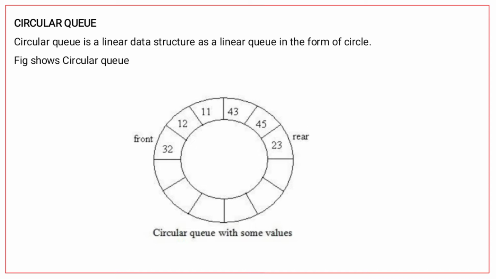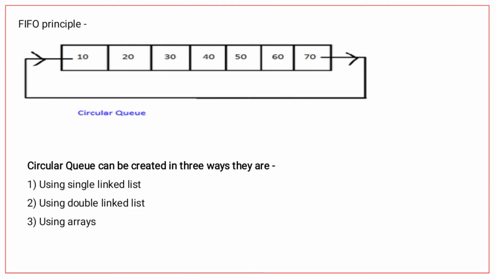Second principle, circular queue follows the first in first out principle. Third principle, elements are added at the rear end and the elements are deleted at the front end of the queue. Fourth principle, both the front and the rear pointers point to the beginning of the array. Fifth principle, it is also called a ring buffer. Sixth principle, items can be inserted and deleted from a queue in O(1) time.